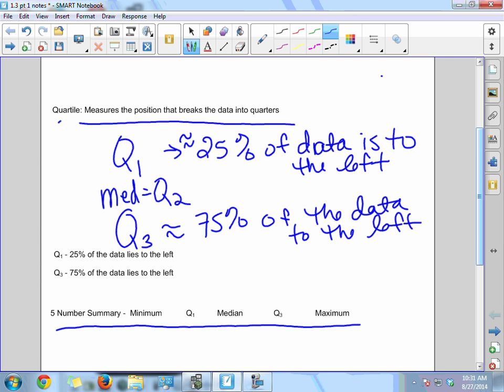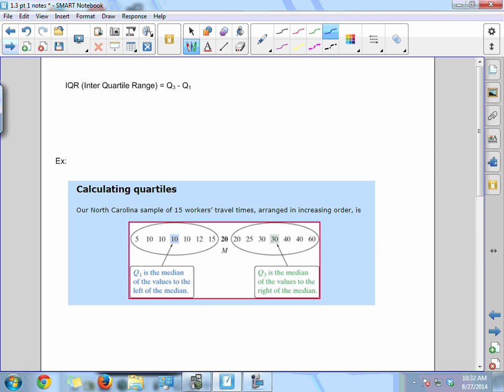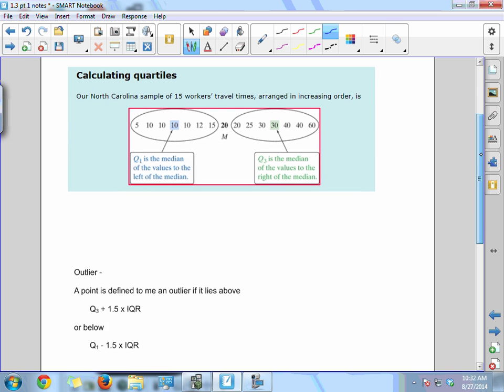And so this is important to us sometimes to be able to look and see, do I have a bunch of data early in my data set? Do I have a bunch of data late in my data set? It gives you an idea of how the data is spread out. Figuring out your quartiles is pretty basic. Let me show you how to calculate them, and then we'll come back to IQR.